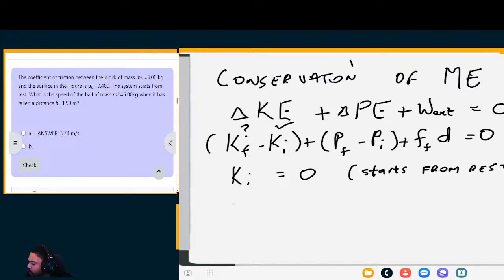The change in potential energy, the final potential energy minus the initial potential energy. Now let's see what the final potential energy is. The final potential energy is going to be 0 because all the potential energy will be converted to kinetic energy due to the law of conservation of energy. So it will be the final potential energy minus the initial potential energy that it had. The initial potential energy would be the mass times the gravitational acceleration times the height.